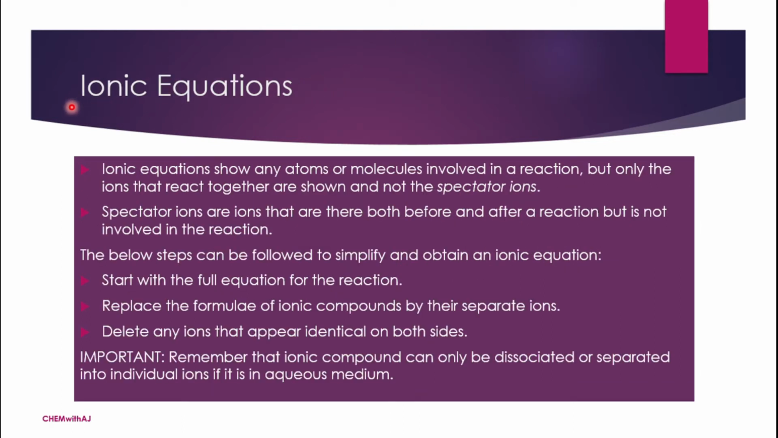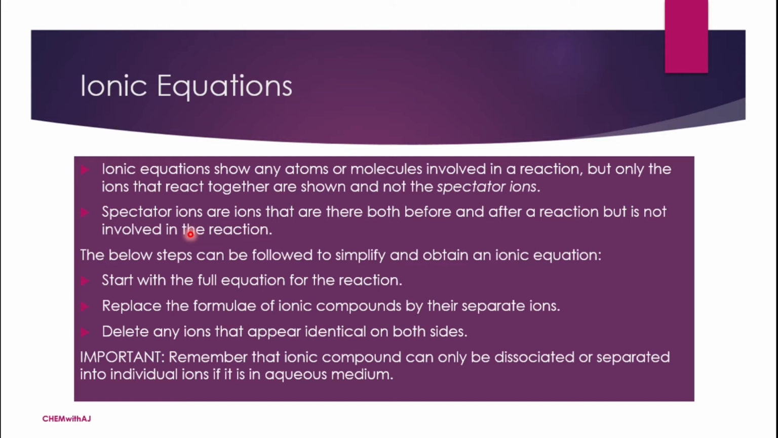Next we move on to ionic equations. Ionic equations show atoms or molecules involved in a reaction, but they only show the ions that react, and they omit the spectator ions which do not react. The spectator ions are there in the same state both before and after the reaction. So the below steps can be followed to simplify and obtain an ionic equation.